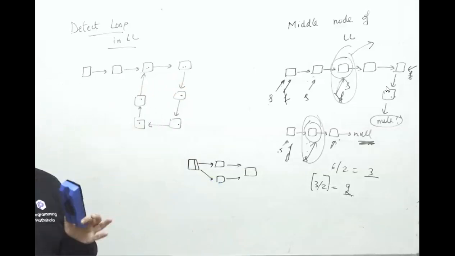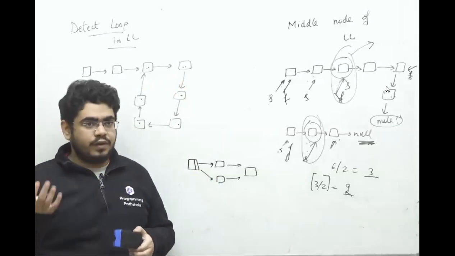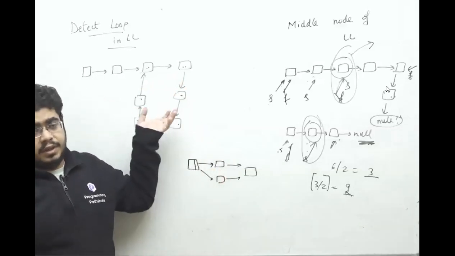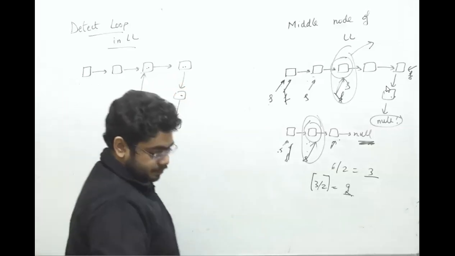Right. So there is a difference between graphs loop and a linked list loop. Those of you who have done graphs would know this is very much a possibility in graphs, but it's not possible in a linked list. Okay. Moving on.